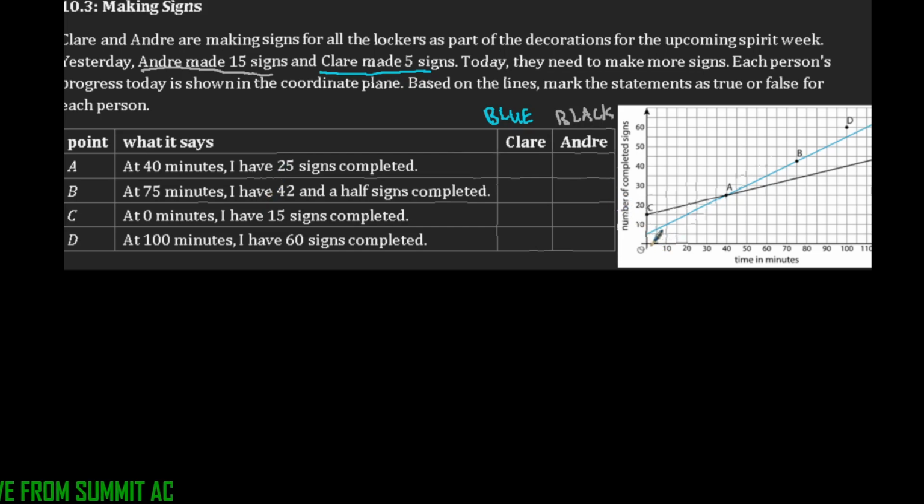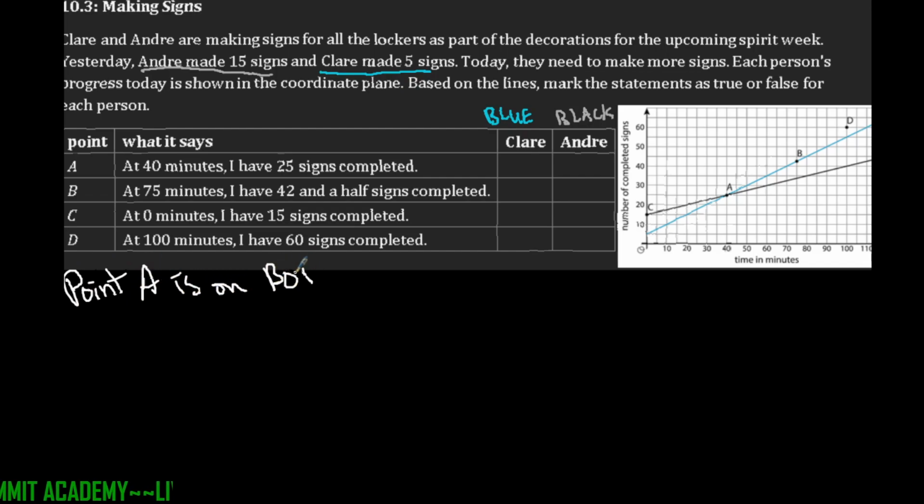All right. So let's find, it says for point A, at 40 minutes, I have 25 signs completed. So at 40 minutes, that point A, well, if I look, I notice, hey, point A is on both lines. So I can say, let me write that underneath. Point A is on both lines. So that means it's going to be true for Claire and true for Andre.